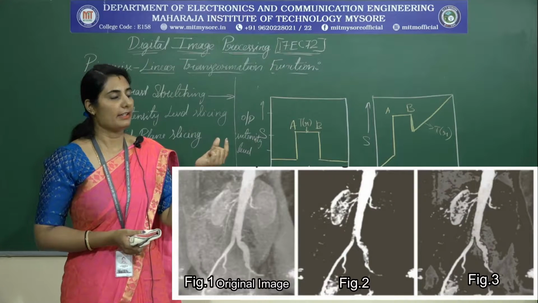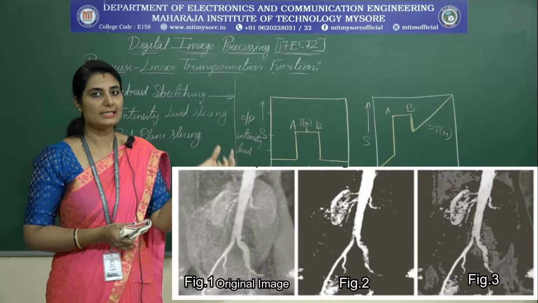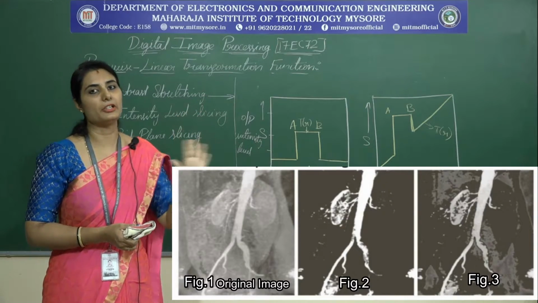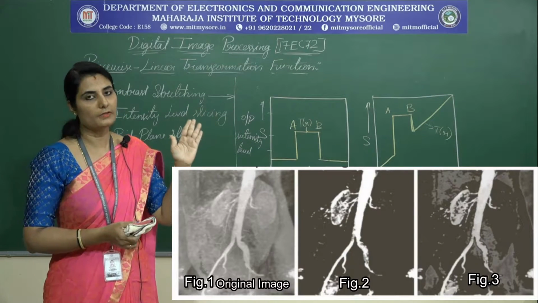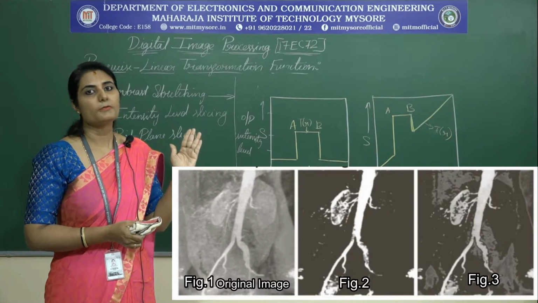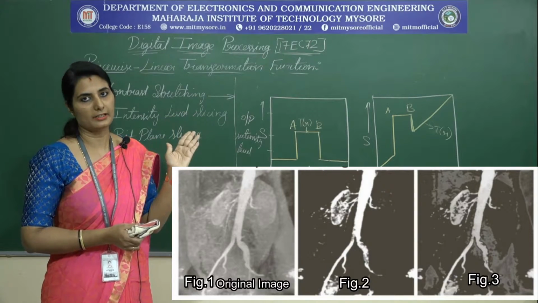Here the range of intensity levels of the blood vessel has been highlighted, whereas the other intensity levels have been reduced. So except for the blood vessel, the remaining part of the image is made darker. That part is not of much interest, therefore it has been made darker.